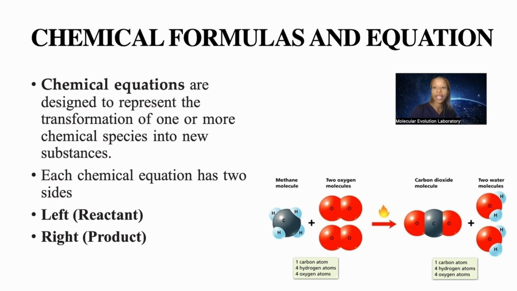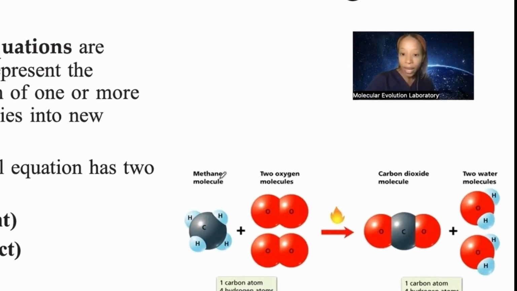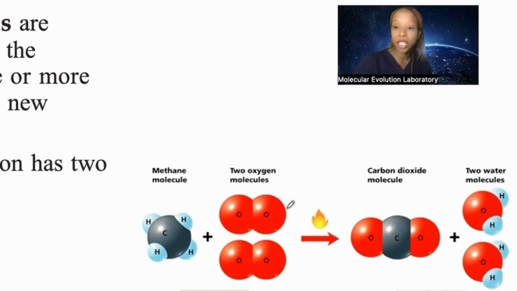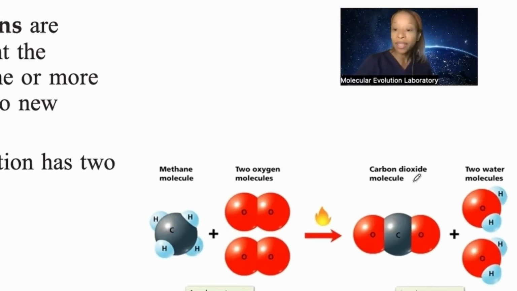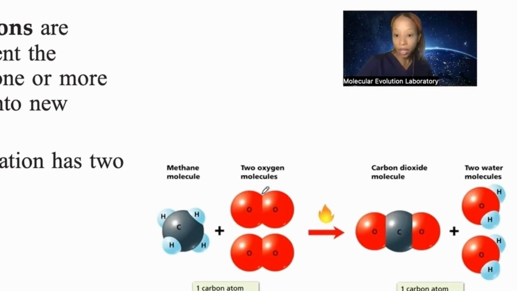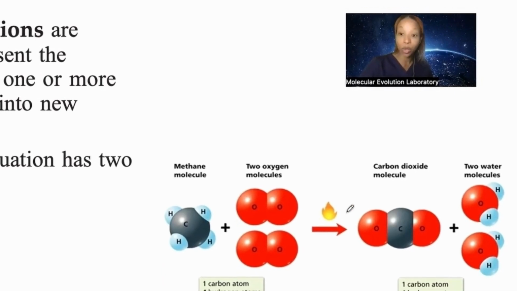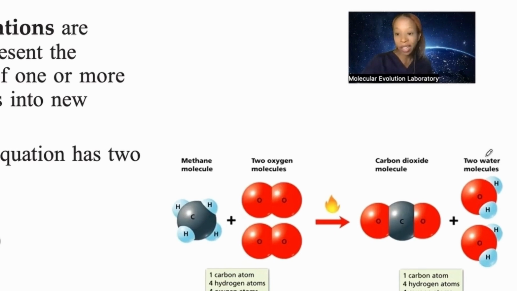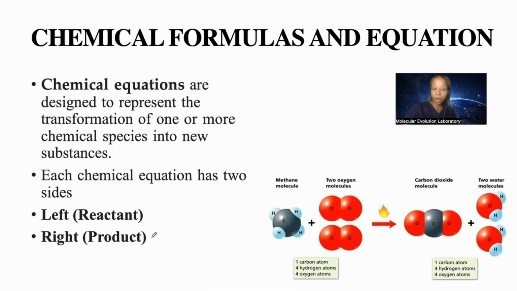Each chemical equation has two sides, a left side and a right side. The left side has the reactants, the right side has the products. Here we have methane interacting with oxygen. Methane with oxygen, with exposure to heat, produces carbon dioxide and water. This side is the reactant side, the left side, and this side is the product side, so the products are carbon dioxide and water molecules.